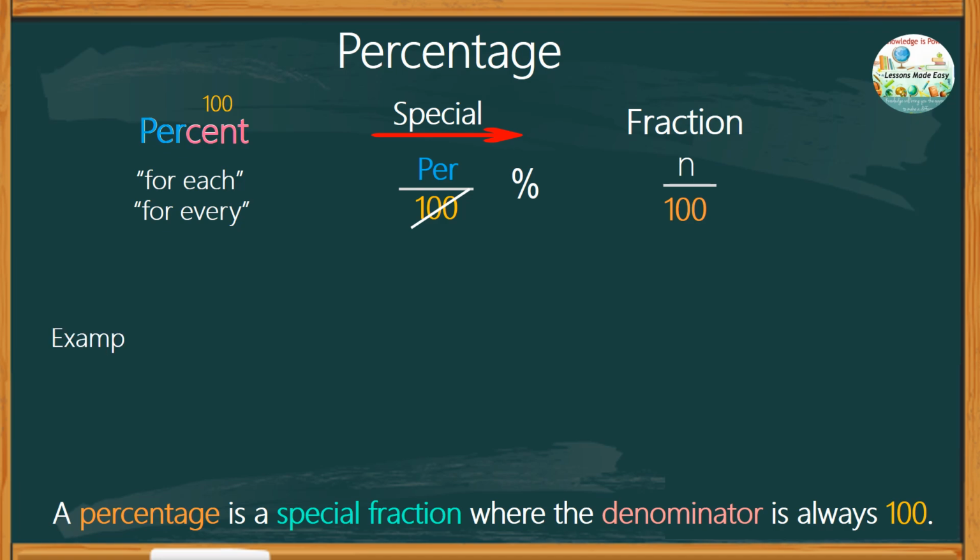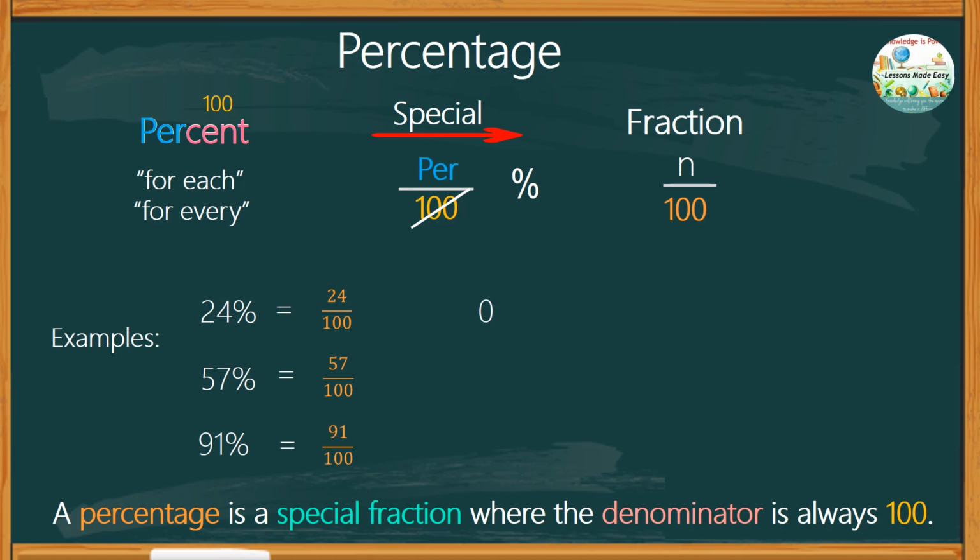Let's look at some examples. 24% means 24 over 100. 57% is the same as 57 over 100. And 91% is the same as 91 over 100.